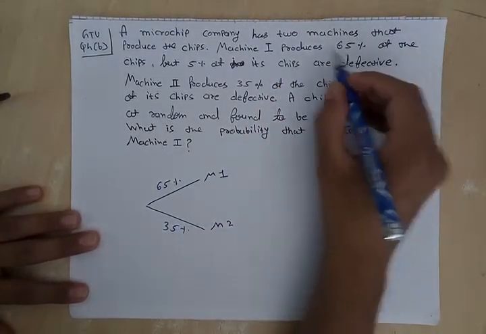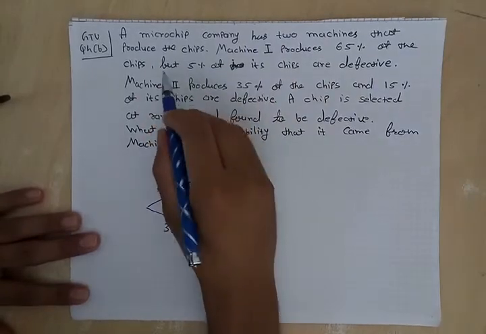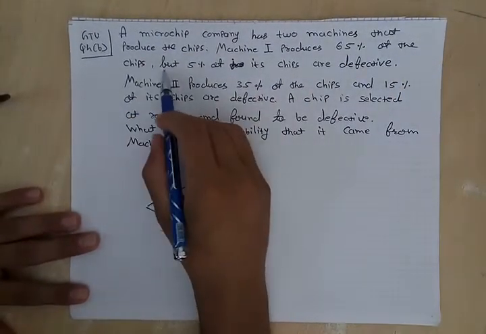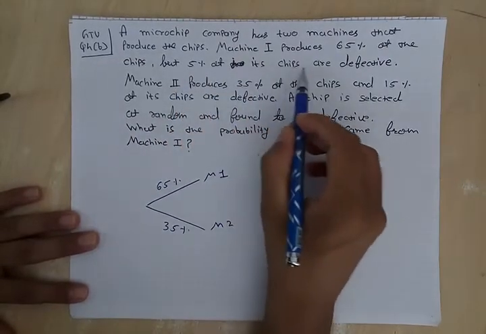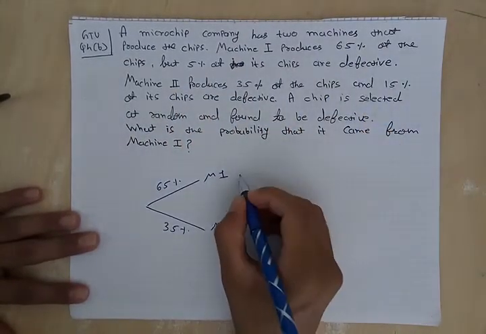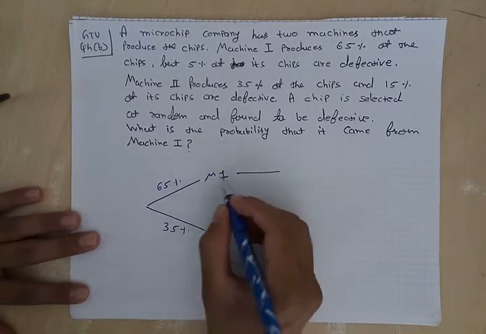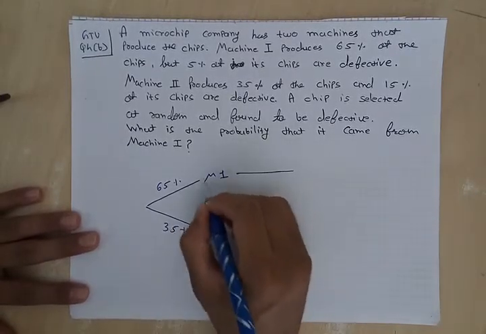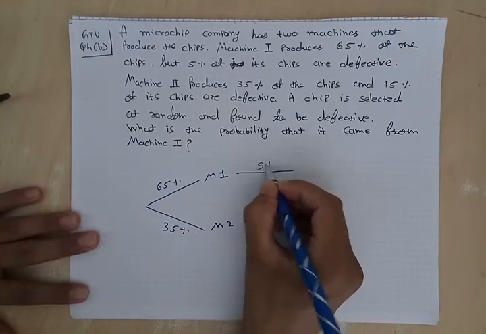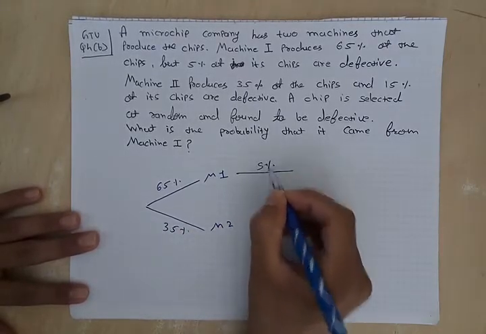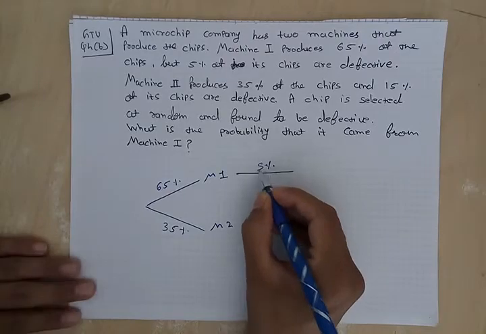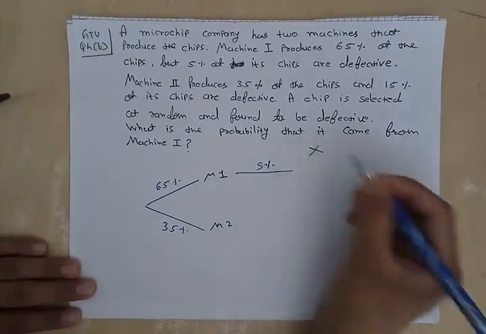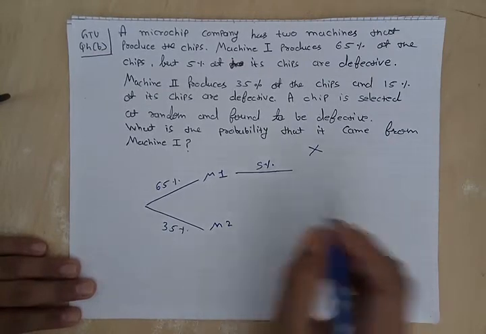Now machine 1 produces 65% of the chips, but 5% of its chips are defective. So 5% of the total chips that machine 1 produces are defective. So 95% are okay, but 5% are defective. So we will write defective as a cross sign. It is defective.